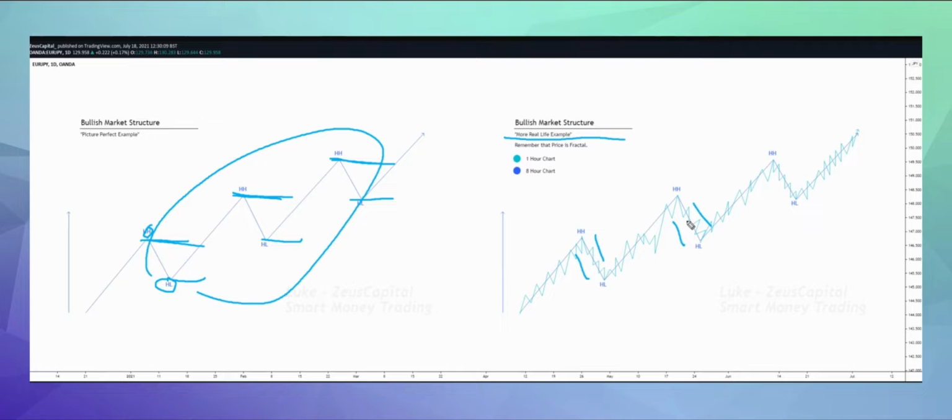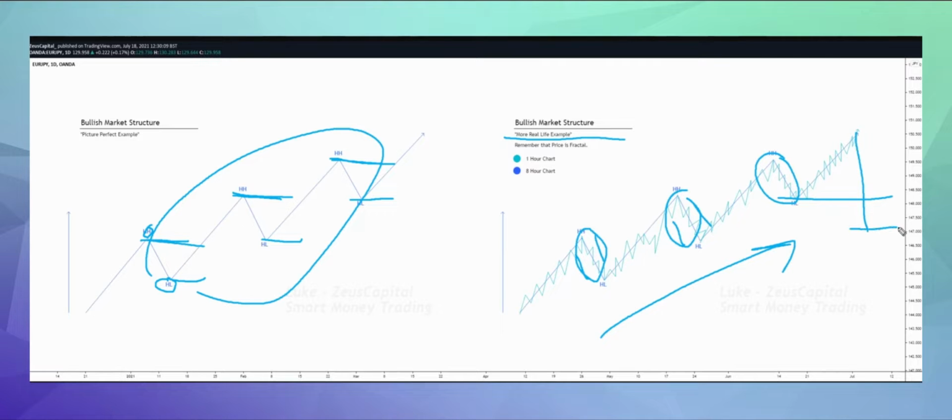Now, if you hadn't already guessed, the difference between seeing a textbook example compared to a real example is that we're going to see the complex pullbacks, quote unquote, substructures within the ranges. So again, these moves here, what you may think is a retracement, is actually substructure within the overall uptrend. As long as price is moving upwards and not breaking below the previous high low, we're still moving to the upside. Now, if we do break below the previous high low, would we consider this a bearish trend?